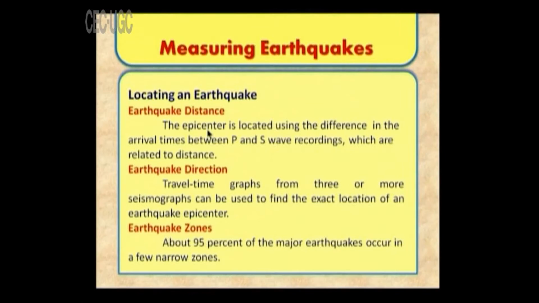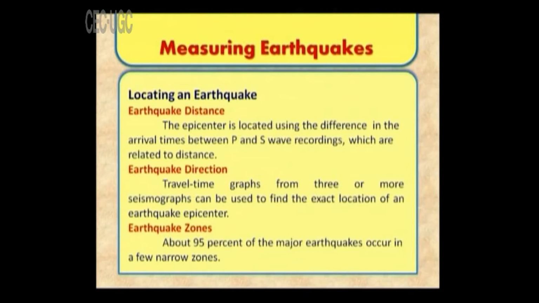Based upon the earthquake waves, we can easily find out the earthquake distance, from which distance the earthquake occurred. For example, all of you know the place where the earthquake occurs is called the focus. Above the focus is the epicenter. The epicenter is located using the differences in the arrival time between P and S wave recordings, which are related to distance, using travel time graphs from 3 or more seismographs.